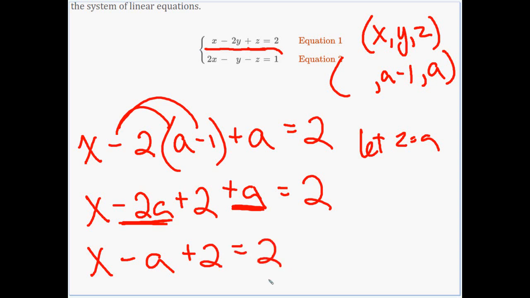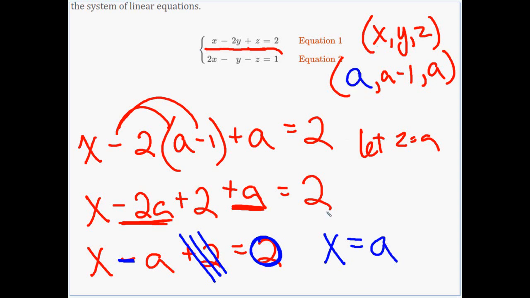If we subtract 2 from each side, 2 minus 2 is 0. And now we can just add a to both sides. So x minus a equals 0 becomes x is equal to a. So x is done, replace it with an a. There's our representation of the numbers that would make this system work. Again, we would pick some number for a, and that would be our x and our z values, and the y value would be that number minus 1.